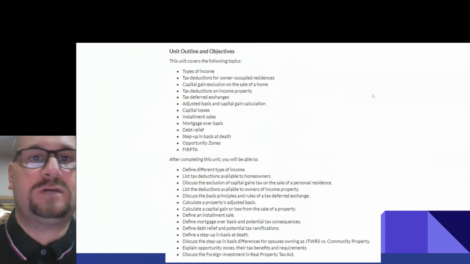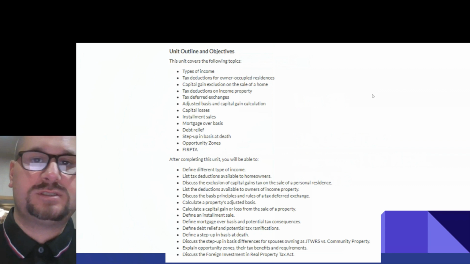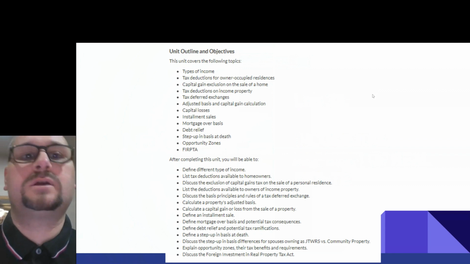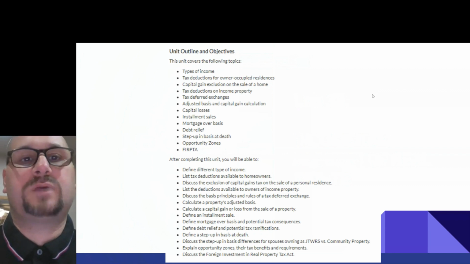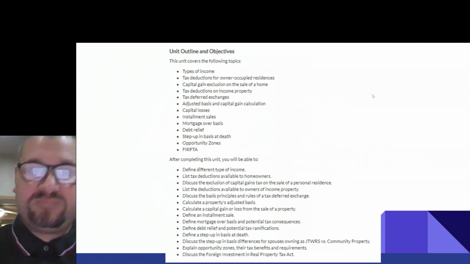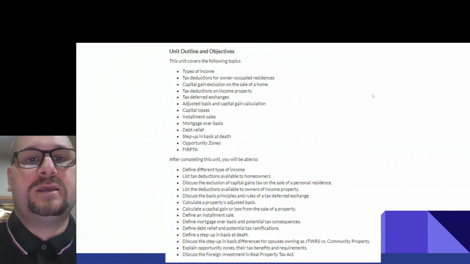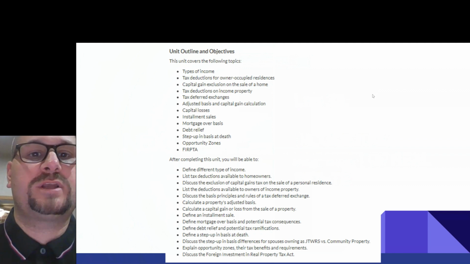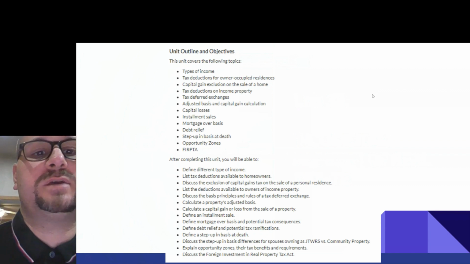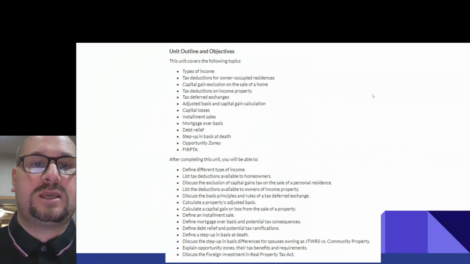Types of income, tax deductions for owner-occupied residences, capital gain exclusions on the sale of a home, tax deductions on income property, tax deferred exchanges, adjusted basis and capital gain calculation, capital losses, installment sales, mortgage over basis, debt relief, step up in basis at death, opportunity zones, and FIRPTA.